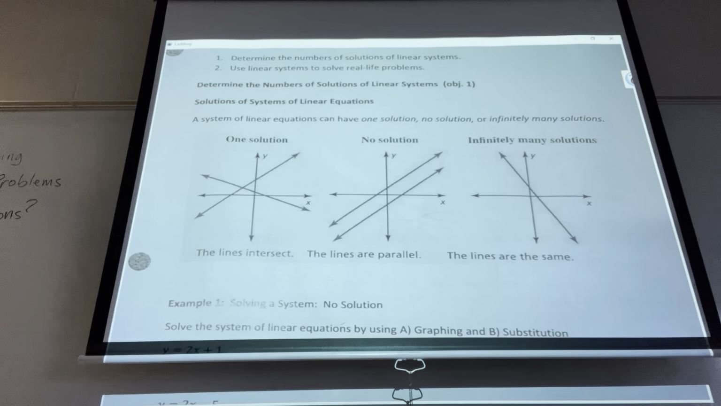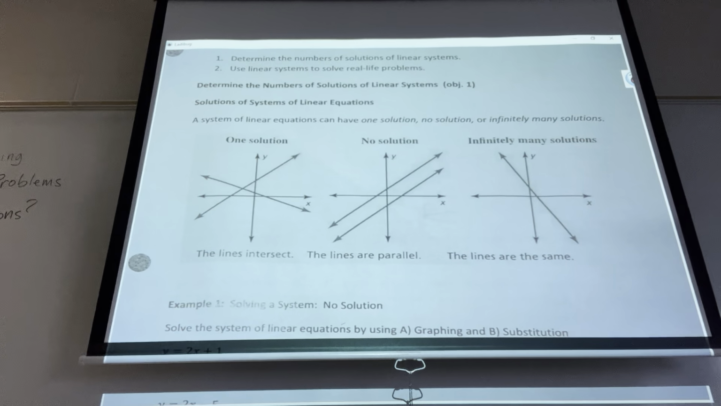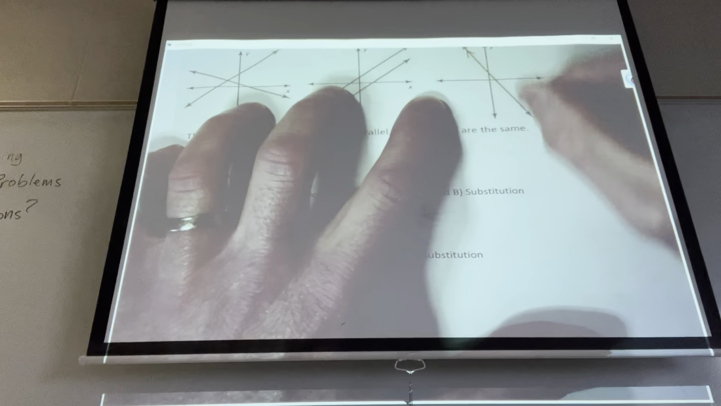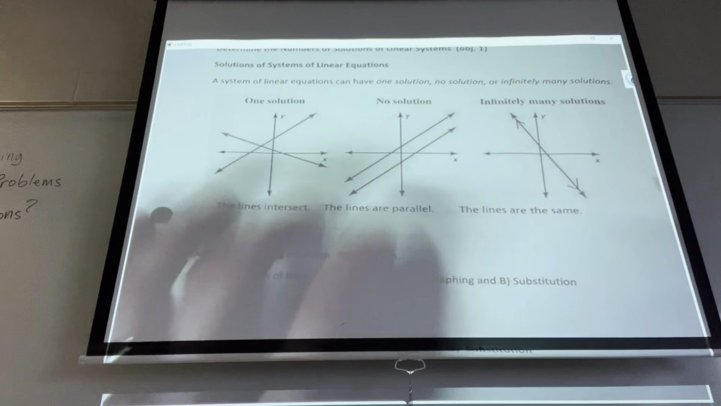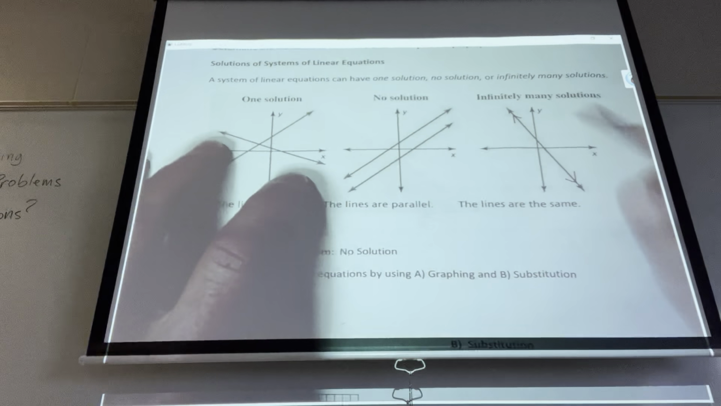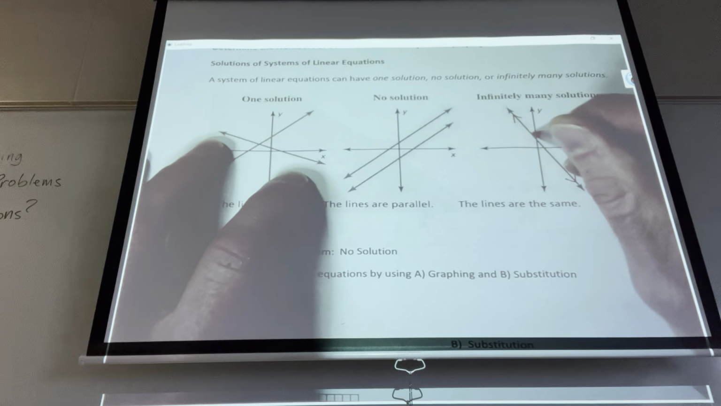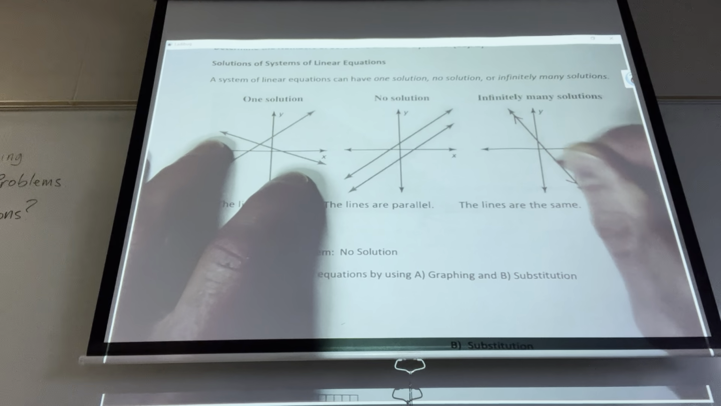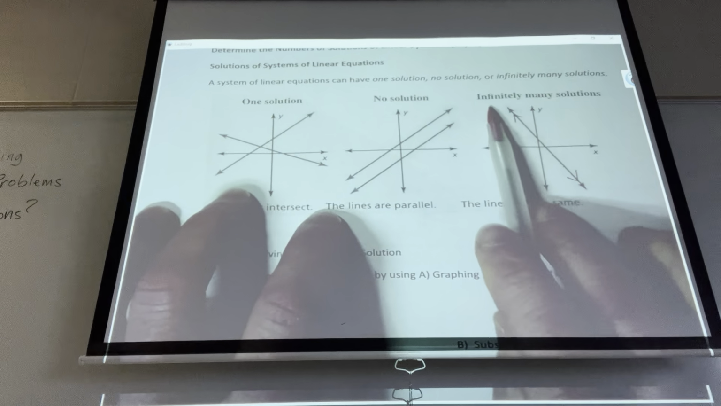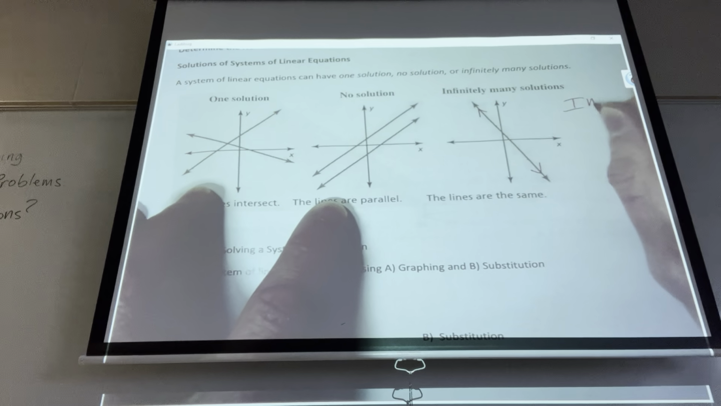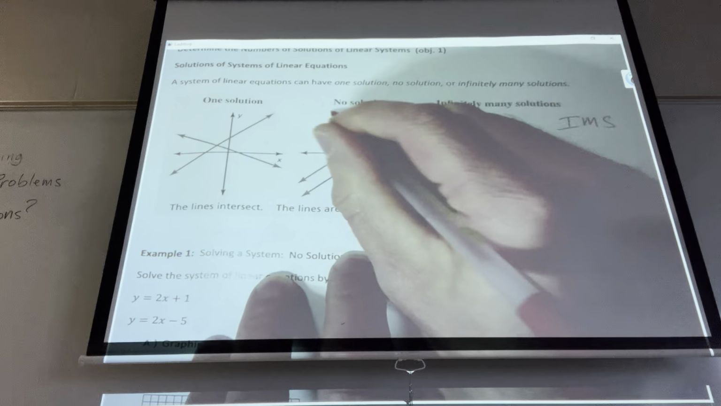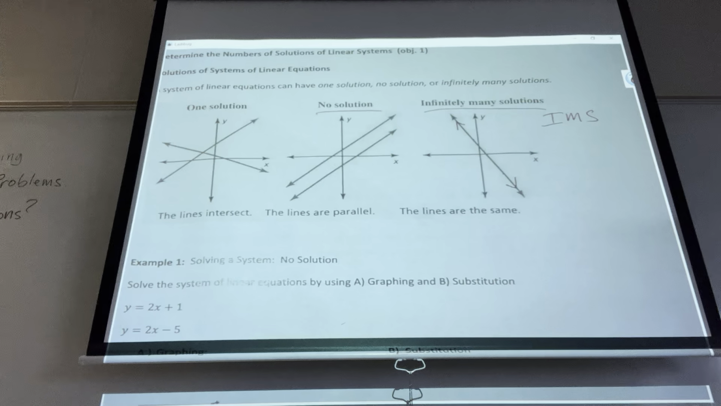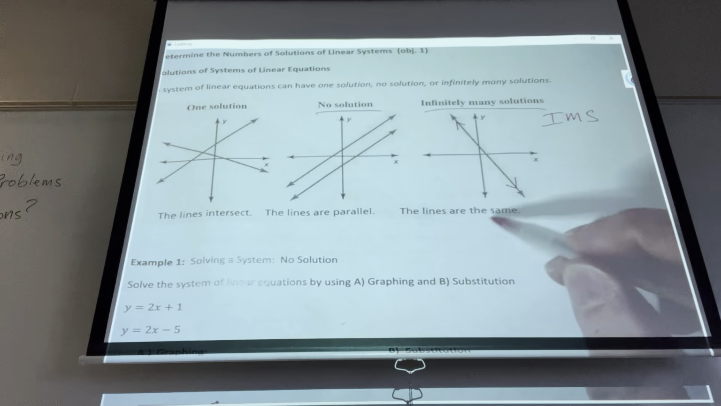It's also possible that when you graph both of them, you put an extra set of arrows on that line right there. It's possible that when you graph them, they're actually the same line. In class, if they're the same line, that means this is a solution to both equations, this is a solution to both equations, this is. And so what do we say? Infinitely many solutions. So that's what's going on today: you're going to have some problems that are no solution, some problems that are infinitely many solutions. And you notice it says the lines are the same.